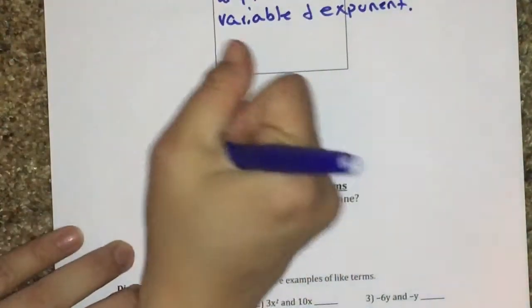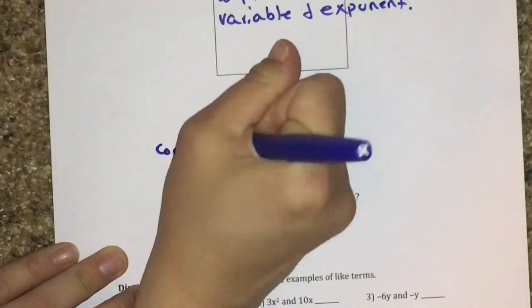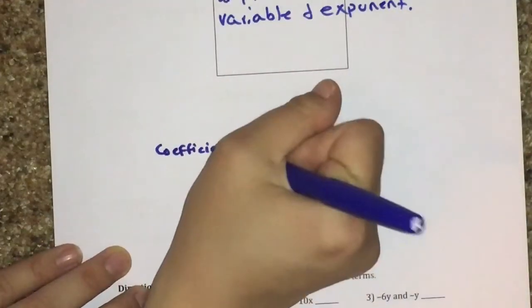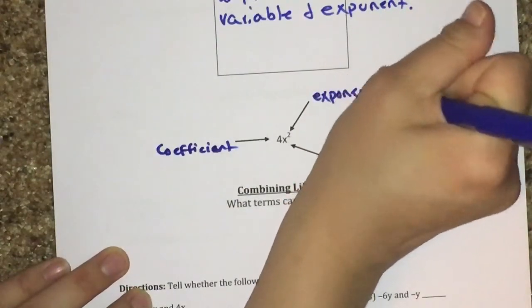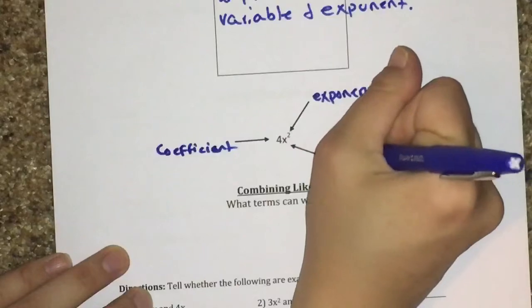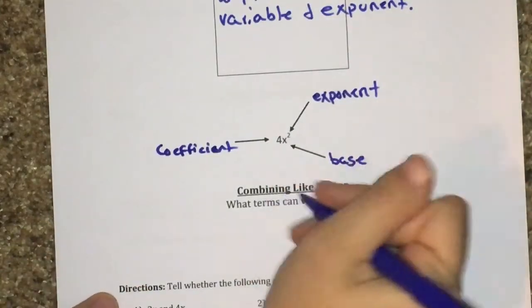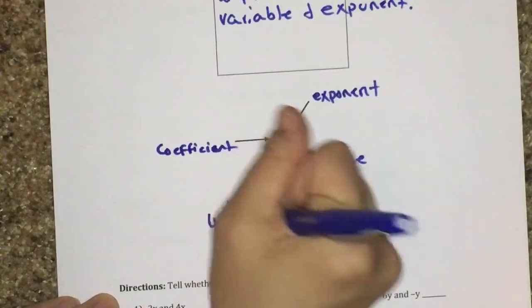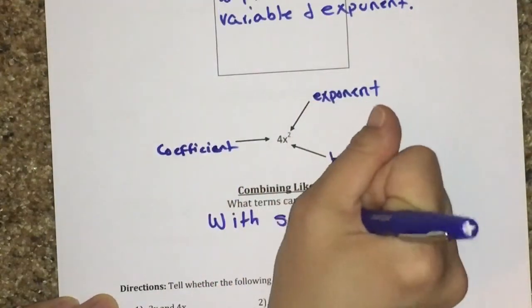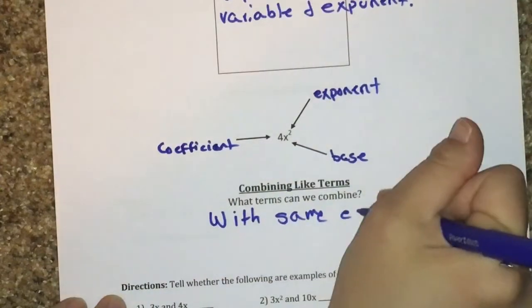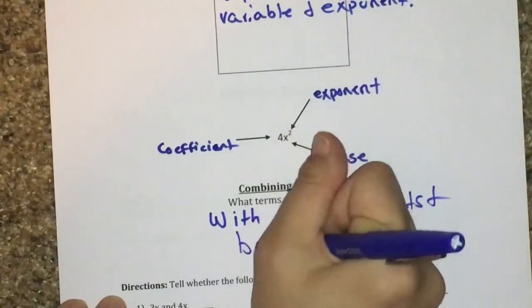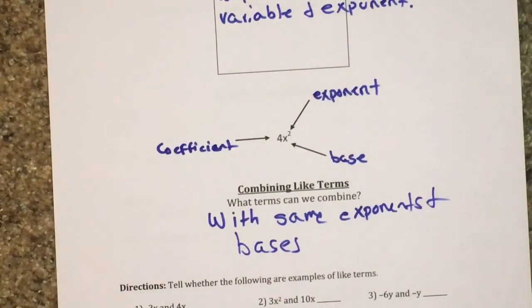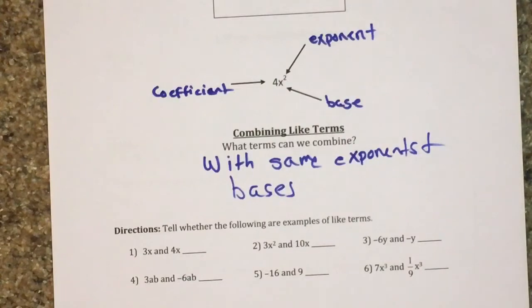Hopefully we know that 4 is the coefficient. We know that 2 is the exponent, and x is the base. We can only combine terms with the same exponents and bases. Okay, that is very, very important. We can only combine terms that have the same exponents and bases.